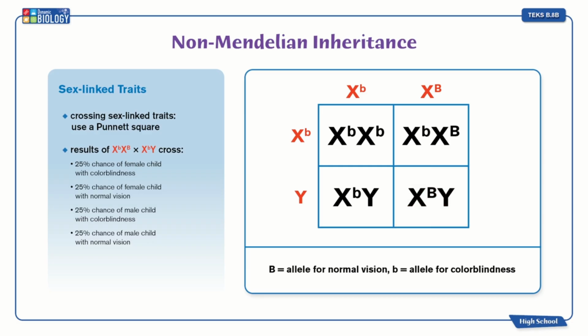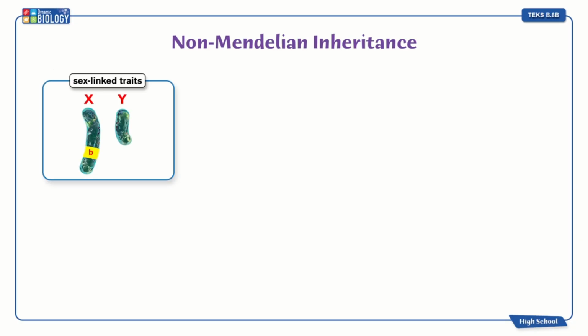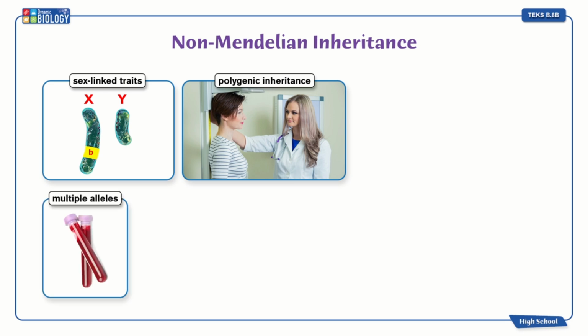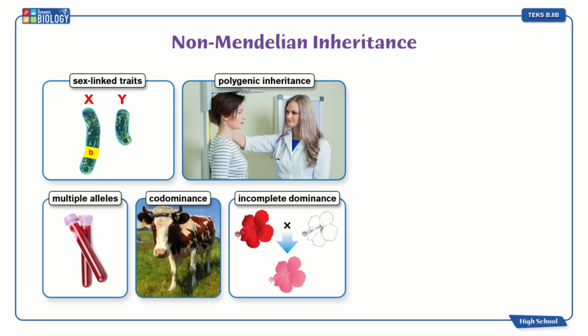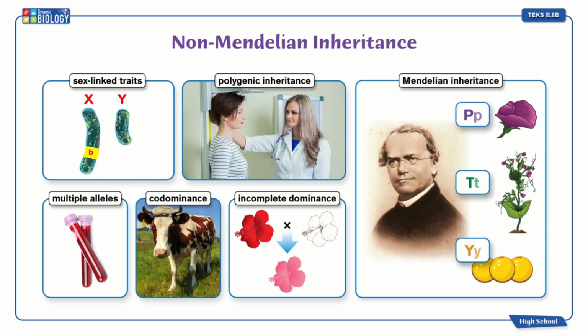Now you know how to identify sex-linked traits and make predictions about their genetic crosses. Sex-linked traits, polygenic inheritance, multiple alleles, codominance, and incomplete dominance remind us that the science of biological inheritance is complex. No single pattern, including the Mendelian pattern, can explain all of the mechanisms of inheritance found in nature. But thanks in large part to the work of Mendel, scientists today have reliable models for solving increasingly complex problems in the field of genetics.